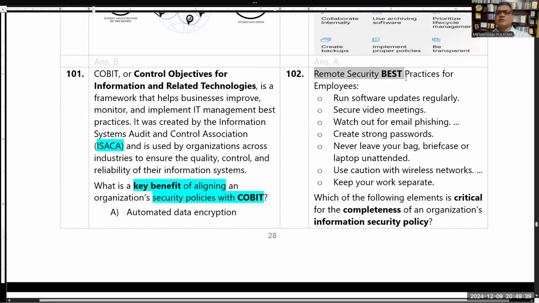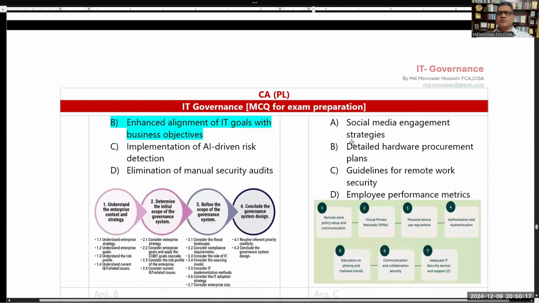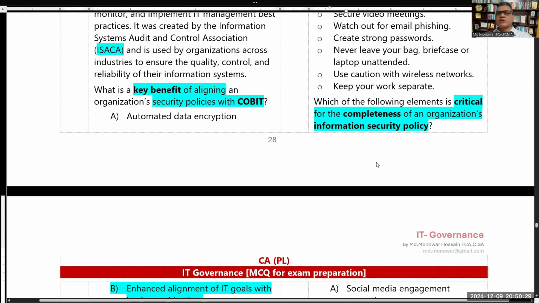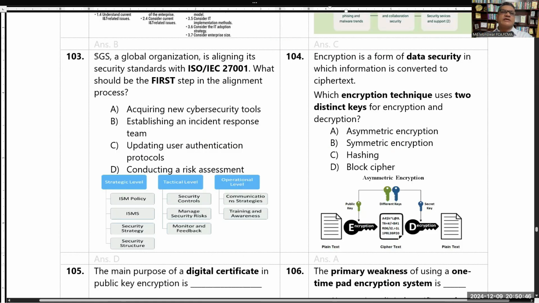We know the remote security best practices for employees: update software regularly, secure video meetings, watch out for email phishing, create a strong password, use caution with wireless networks, keep your work separate. Which of the following elements is critical for the completeness of an organization's information security policy? So here, guidelines for remote work security are critical for the completeness of an organization's information security policy. Answer C. Now here we know the edges. It means the society general surveillance.